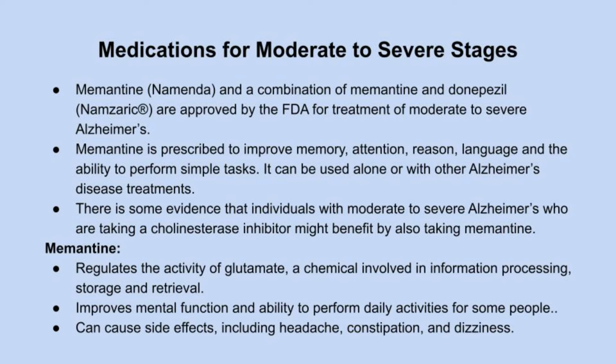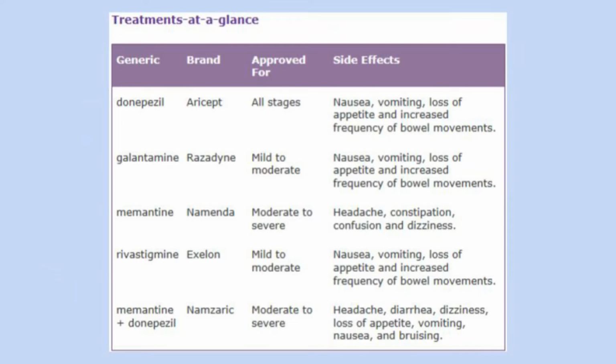There is some evidence that individuals with moderate to severe Alzheimer's who are taking a cholinesterase inhibitor might benefit by also taking memantine. So memantine acts differently. It regulates the activity of glutamate, a chemical involved in information processing, storage, and retrieval. And it improves mental functioning and ability to perform daily activities for some people. Common side effects can be headache, constipation, and dizziness. And you have this all in a lovely chart for you right here. Some of the side effects were not mentioned here, but you can also look this over.